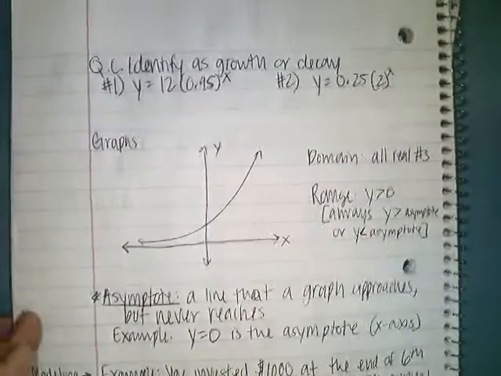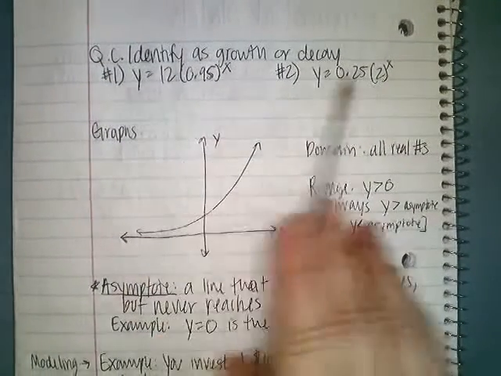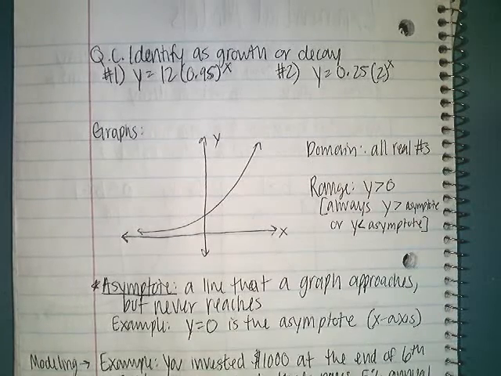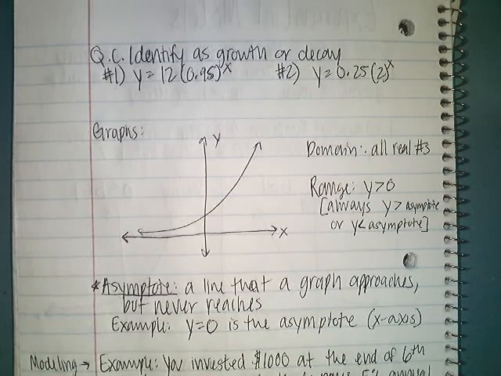The next one is our quick check. I want you to pause and identify these as either growth or decay. I showed you 4 examples for each one. Pause and try to identify these on your own. Are these growth or decay? Which one could be which?